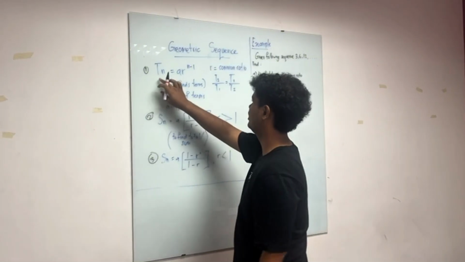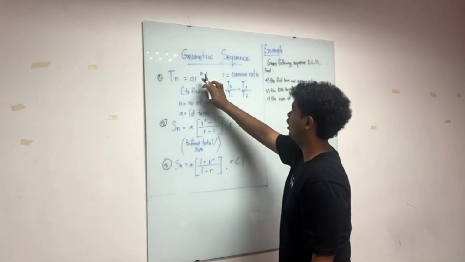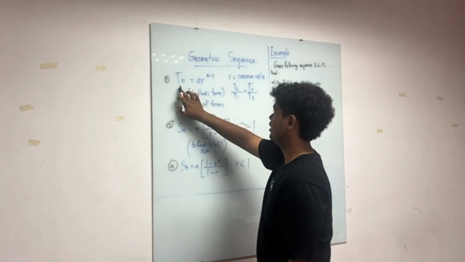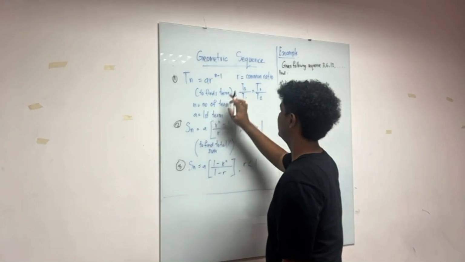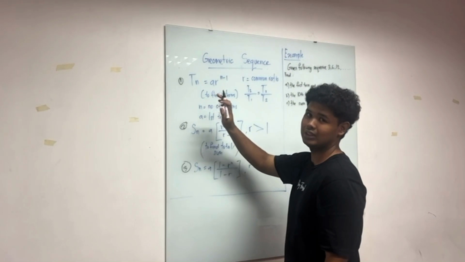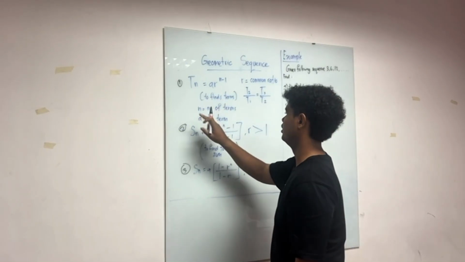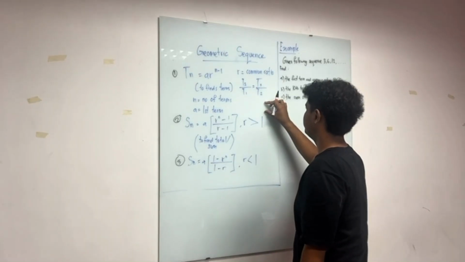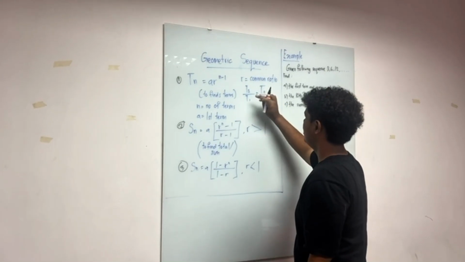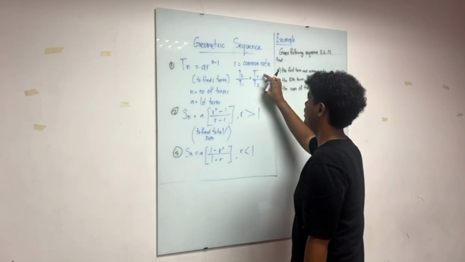The first one is Tn equals a r to the power of n minus 1. T is the term, n is the number of terms, and a is the first term. Basically it's the first number in the question. r is the common ratio. To find the common ratio, when a question is given, T2 divided by T1 needs to be equal to T3 over T2.